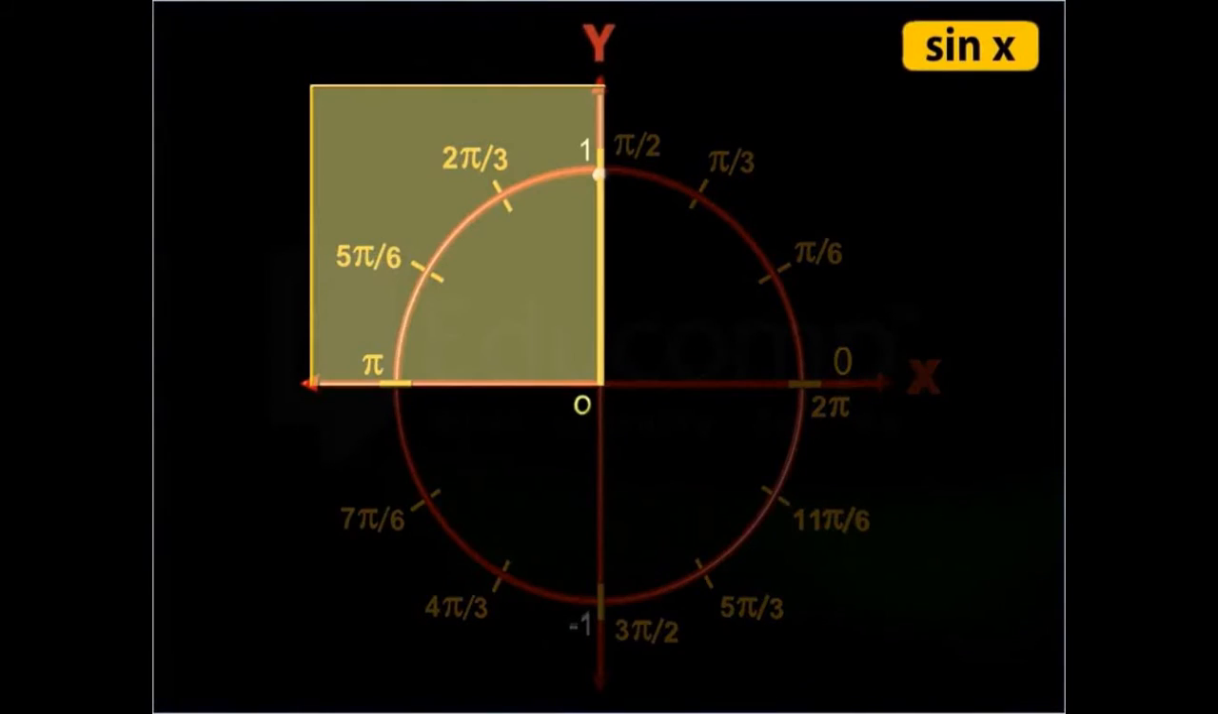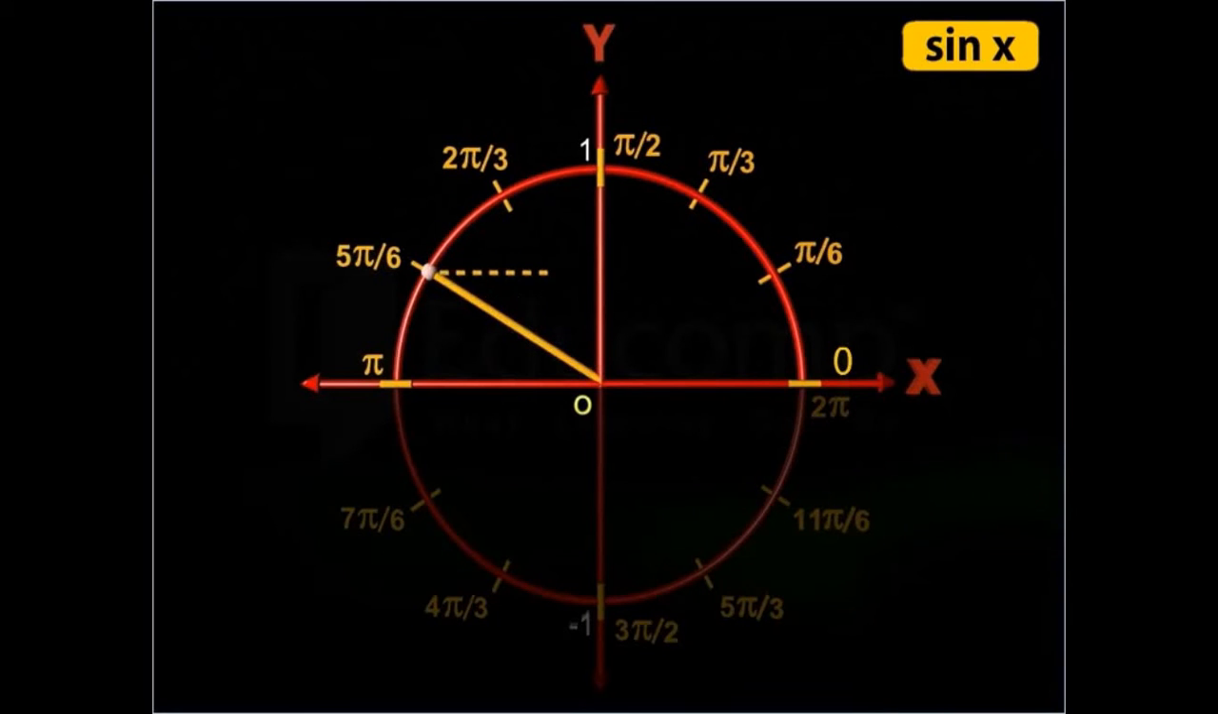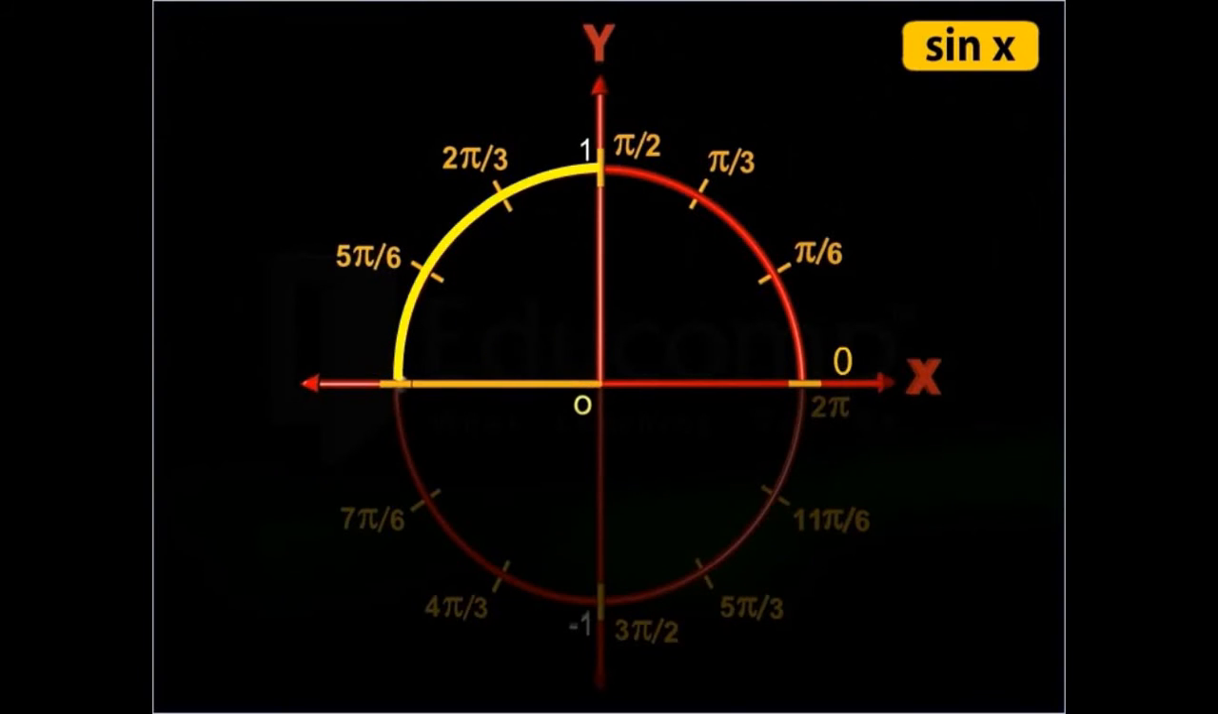Now in the second quadrant, as the value of x increases from pi by 2 to pi, the value of sine x decreases from 1 to 0.